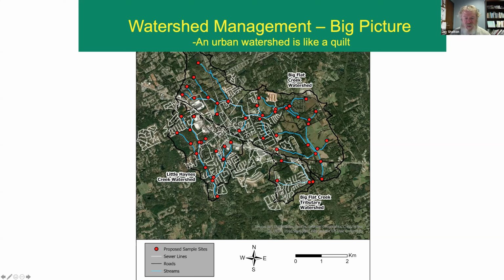What I'm trying to show here is that when I say a quilt, what I mean is there are multiple layers. So we've got the stream layer, we've got the sewer layer, we've got the roads layer, and we've got the land use layer.